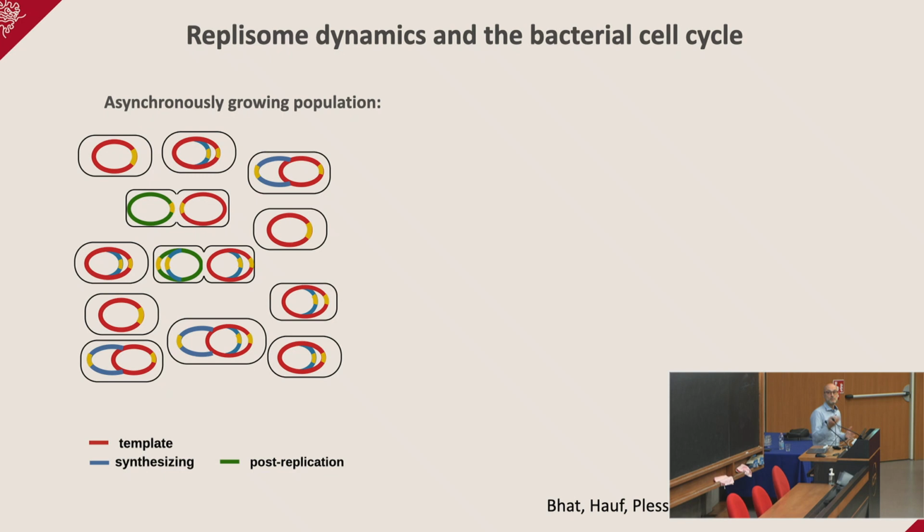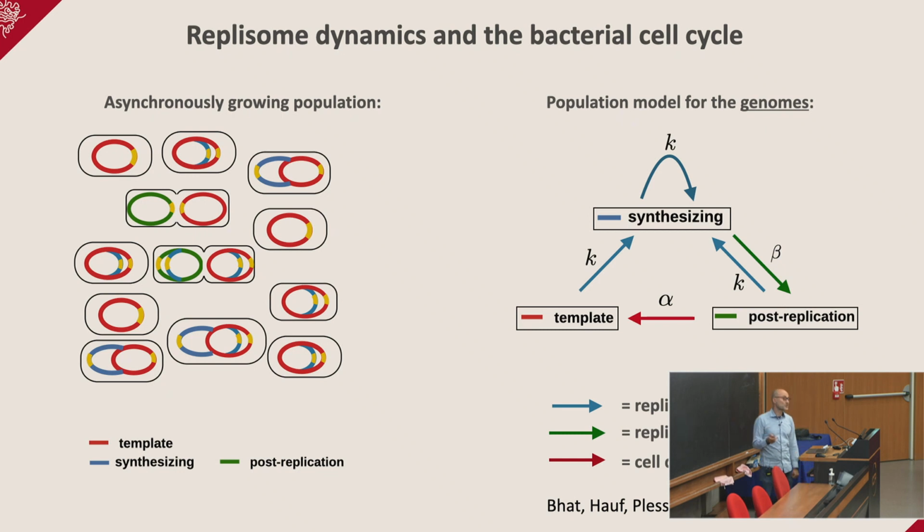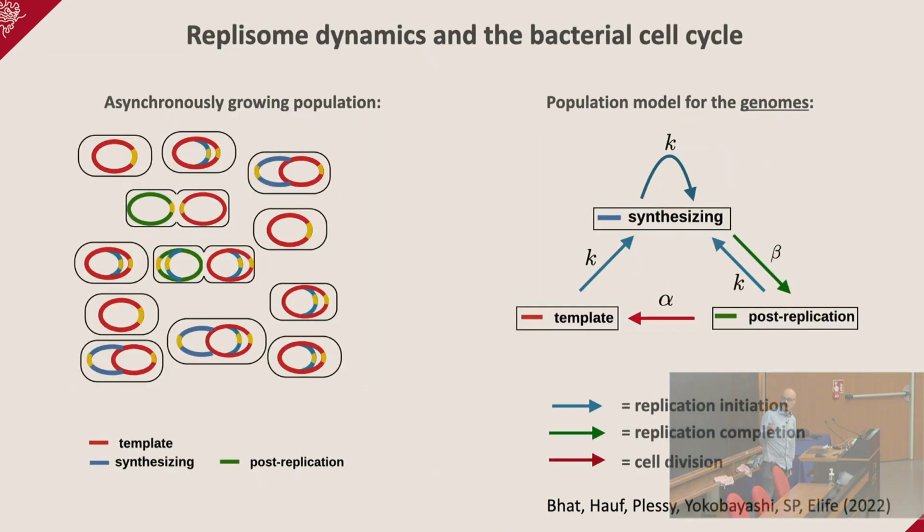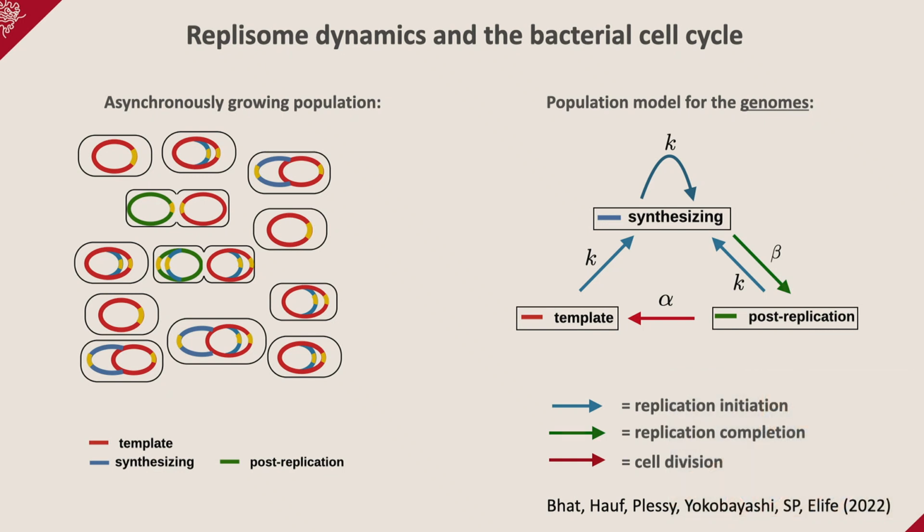If I have many cells that grow asynchronously, then you can formulate a model in which you have these three types of genomes: the incomplete ones, the templates, and the post-replication ones. And you will produce genomes with certain rates. K is the rate at which you initiate replication, so you create a new synthesizing genome.